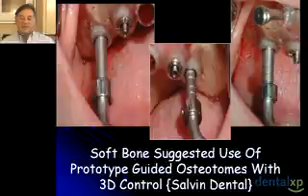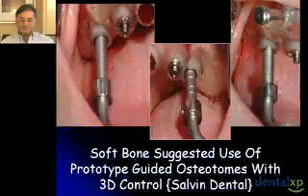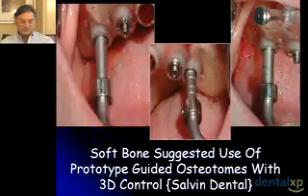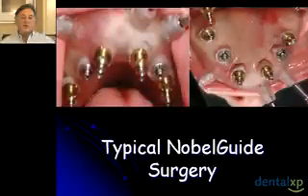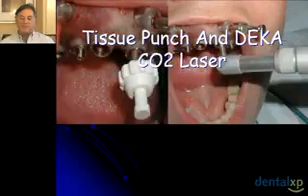These are available from Salva Dental, and we use that in this particular case because her bone was somewhat soft from the extraction sockets. The rest of her case proceeded as a typical guide case. We remove it. We perform some tissue punching to clean up the soft tissues and/or use a CO2 laser, which would not interfere with the metal of the guide rings.